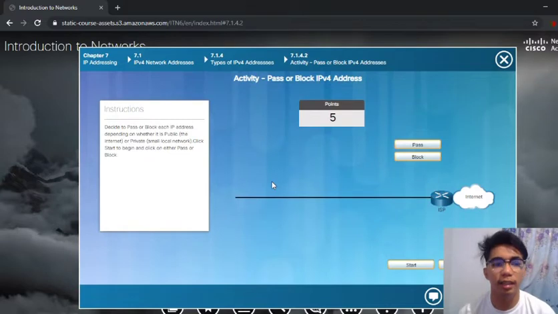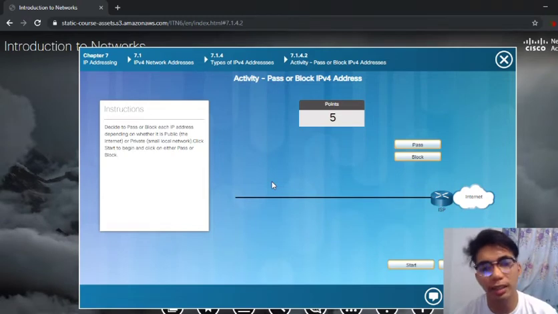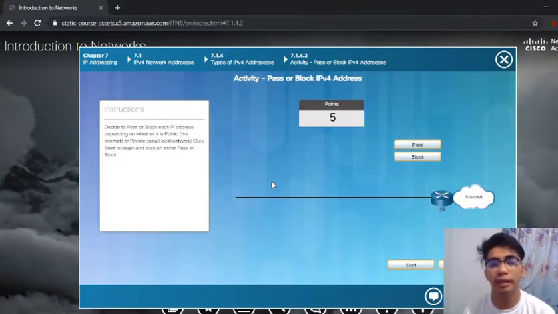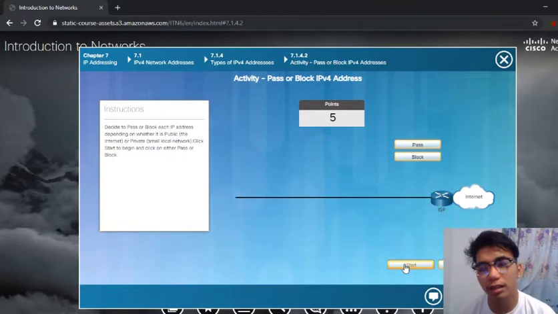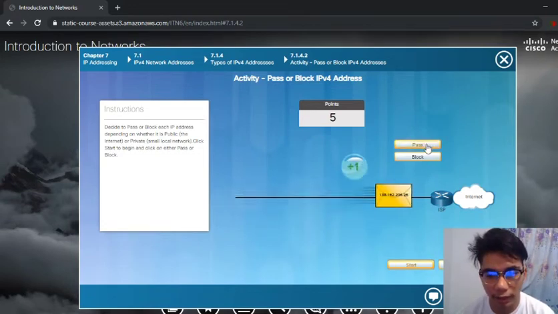And guys, this is the fifth activity, the types of IPv4 address, the pass or block IPv4 address. It is about determining if you should pass or block the IP address, because some of the IP addresses are private, so you should block them or pass, and some other IP addresses are public. So let's try to start. I'm not very good at this because I didn't know the IP addresses, or I only know a few. So let's start. This would be pass.